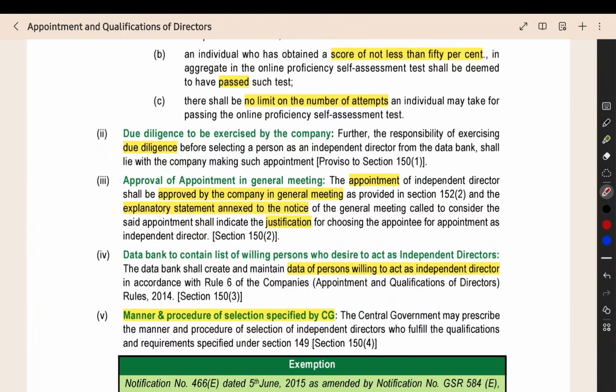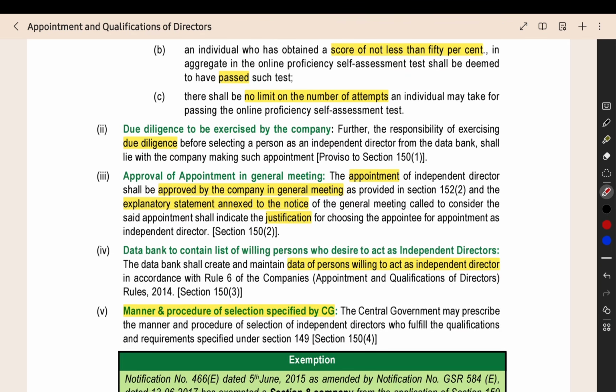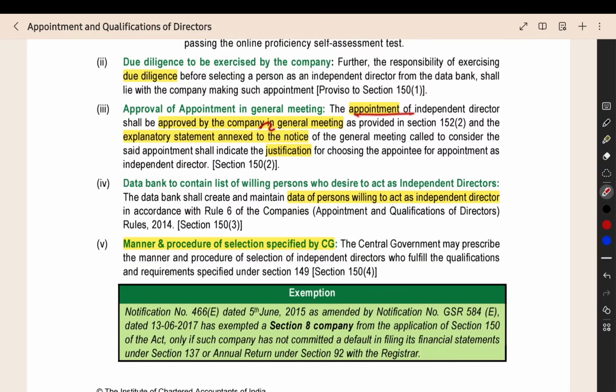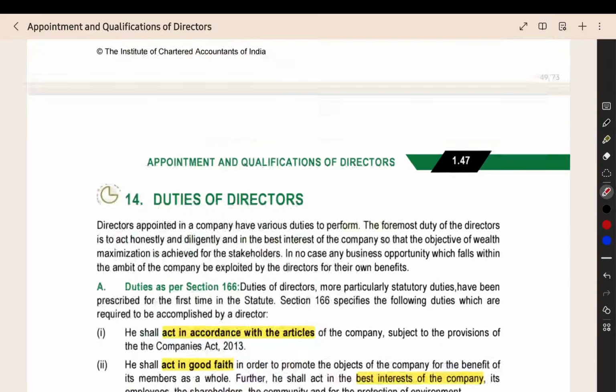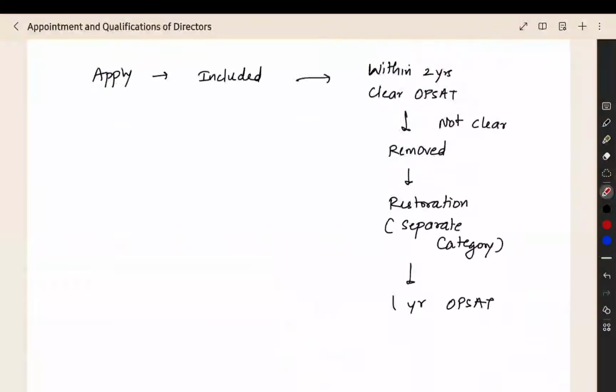Due diligence means that after selecting the name from the list, the company should verify the background of the director. Only after that can they appoint him as an independent director. The appointment will be approved by the company in the general meeting, and in the general meeting notice you have to give an explanatory statement. In that statement you have to tell the justification and reasons why you appointed this person as the independent director. The manner and procedure will be defined by the central government. That's all about this particular data bank section.